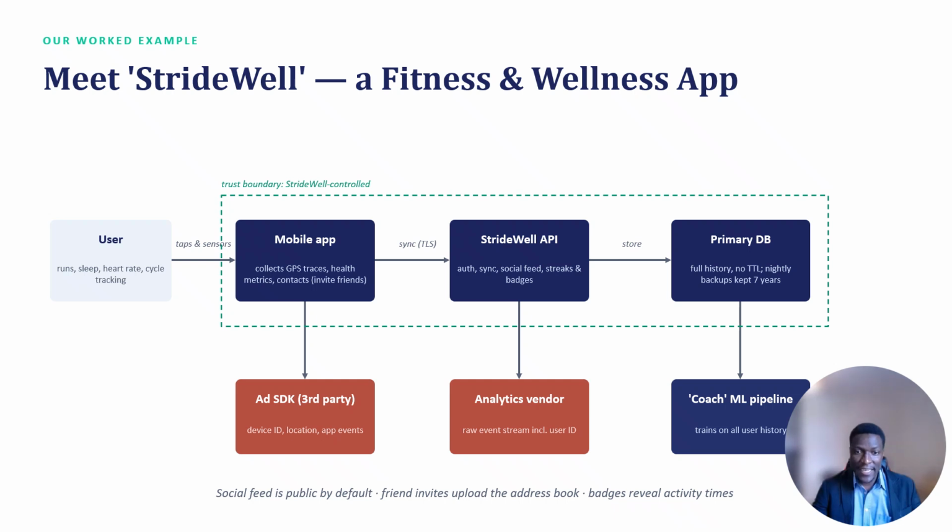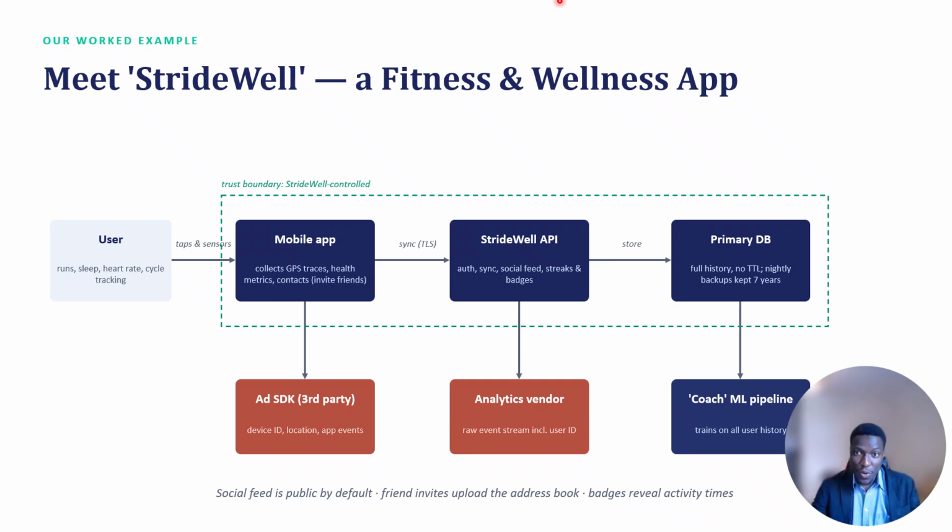And the advertising SDK in the app receives ID, location, and events. A third-party analytics vendor also gets the raw event stream, including things like user ID. And for the Coach ML pipeline, this is an ML pipeline that trains on complete user history.